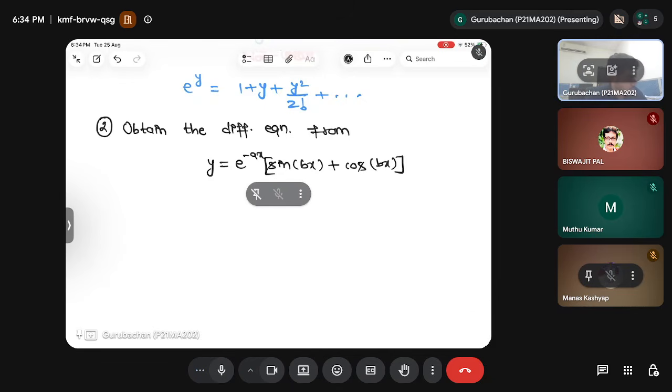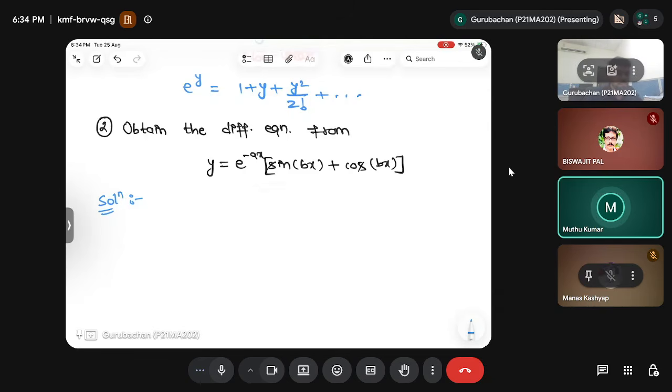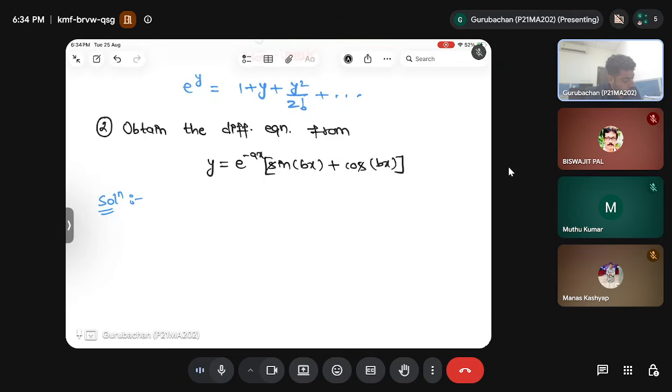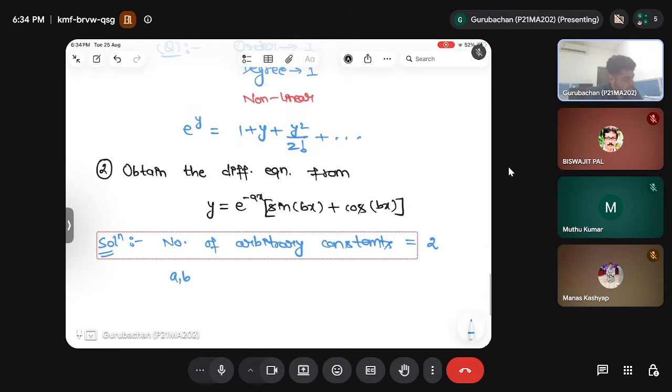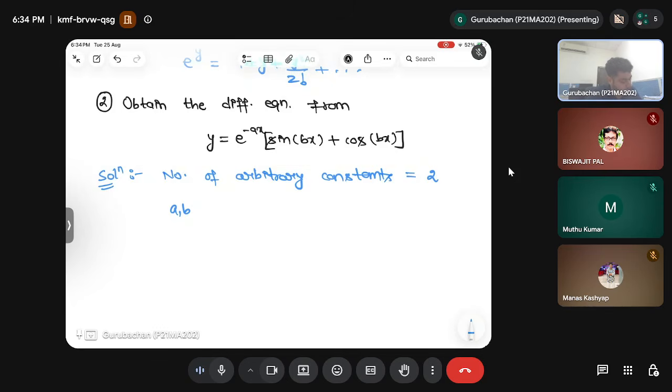So let me do it. That linear, non-linear concept was not clear. Okay, let me do it first, then I'll come to that also. So the number of arbitrary constants is 2, that is a and b. So obviously we need to differentiate the equation 2 times.